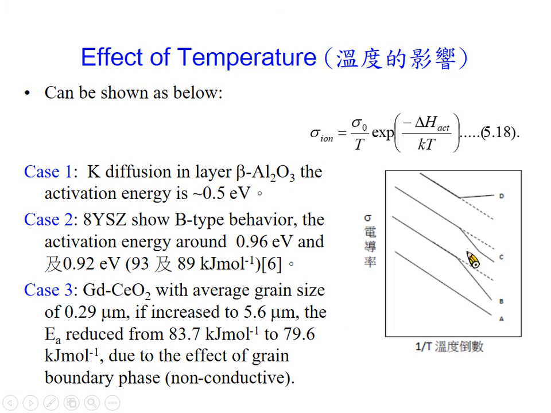So we will have a behavior similar to type C like this one. At a lower temperature, the conduction is interrupted by the grain boundary. However, at the high temperature, the grain boundary effect is diminished, that is, the influence coming from the grain boundary is reduced. Therefore, the conductivity improves. So based on the 3 cases that we have, we know that the oxide materials will perform differently.